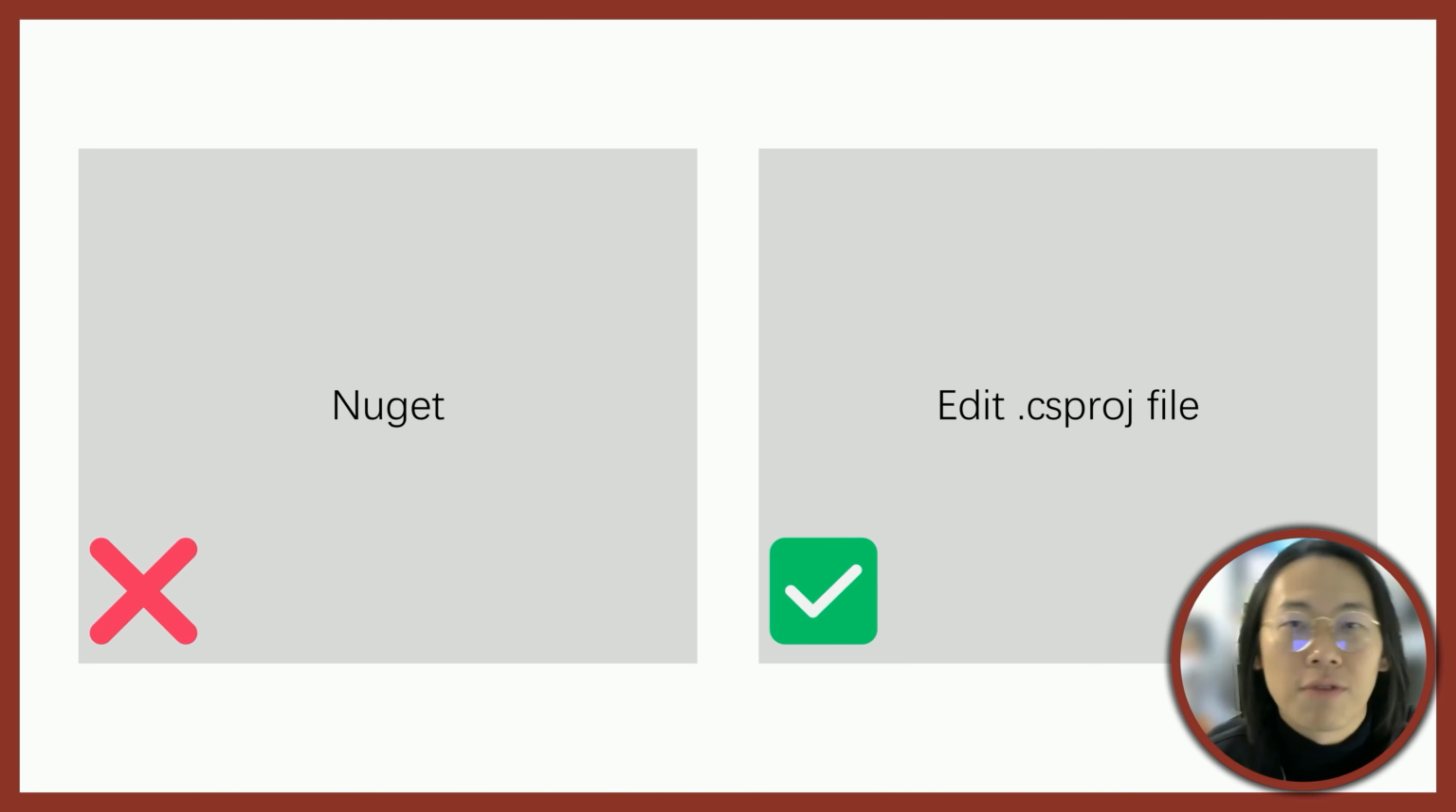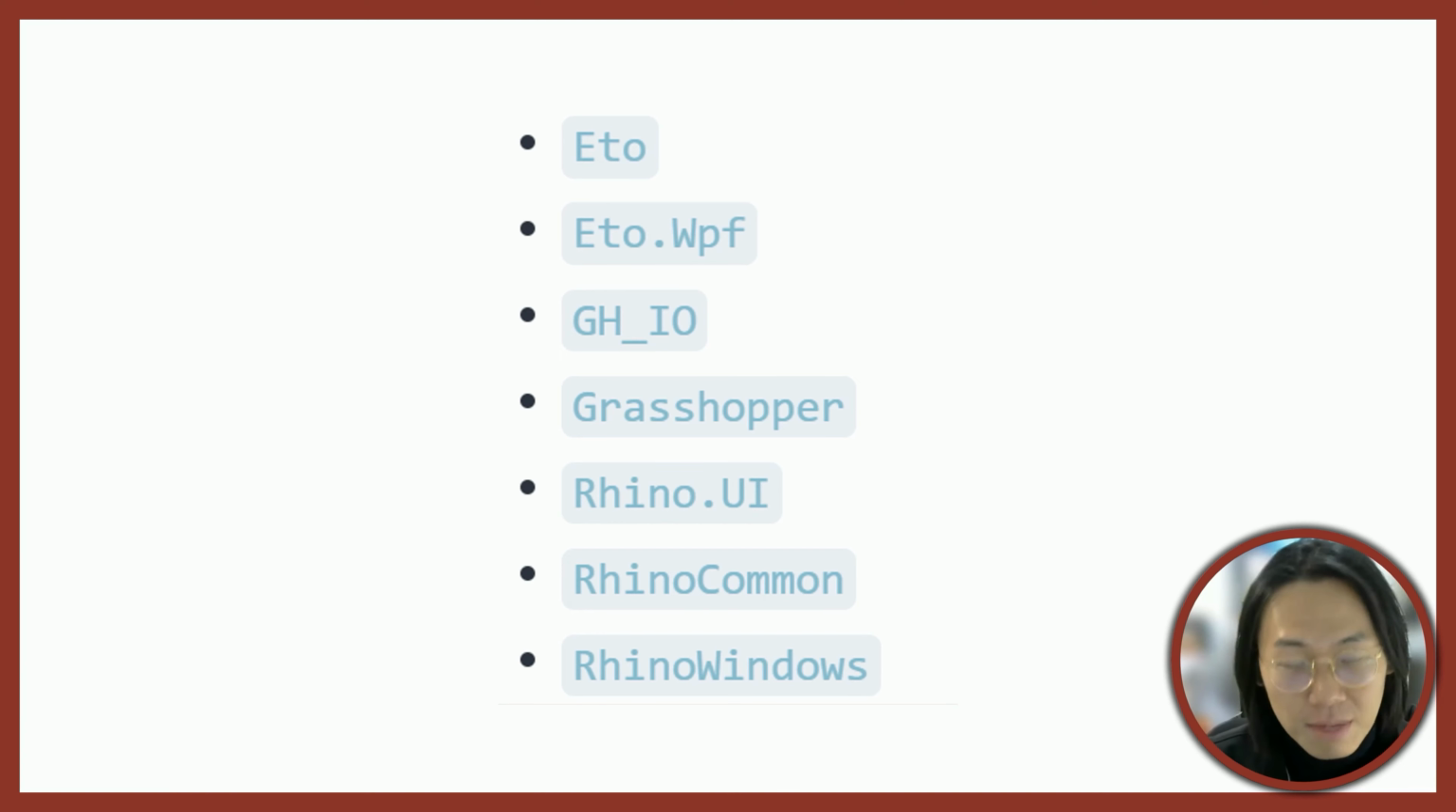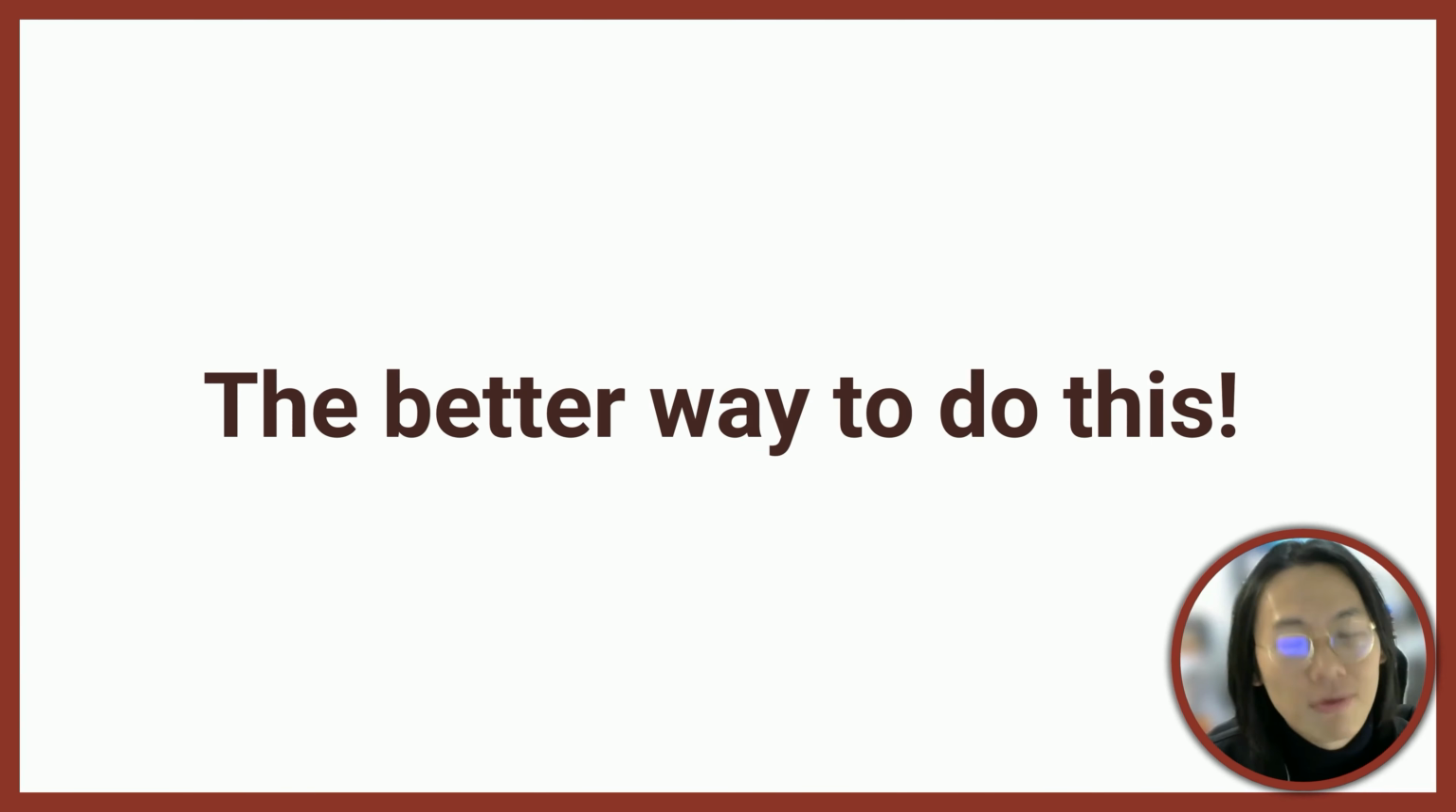There are two ways of installing Rhino.Inside. One way is to use NuGet Package Manager. Wow, I don't think it is a convenient way. The other way is to directly edit the C# project file. If you use NuGet packages to manage assemblies, please make sure Copy Local is false here. For all of these assemblies, you need to modify Copy Local from true to false. As I mentioned, I will edit the C# project file rather than using a NuGet package.